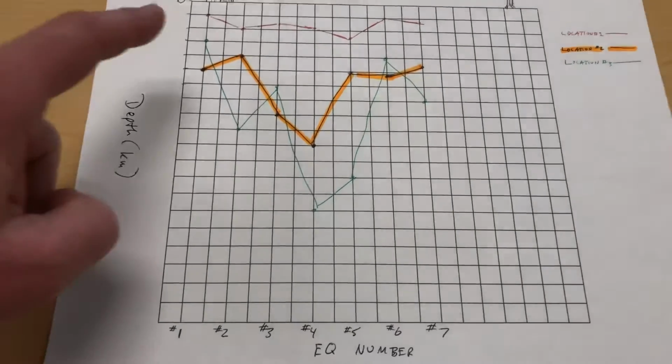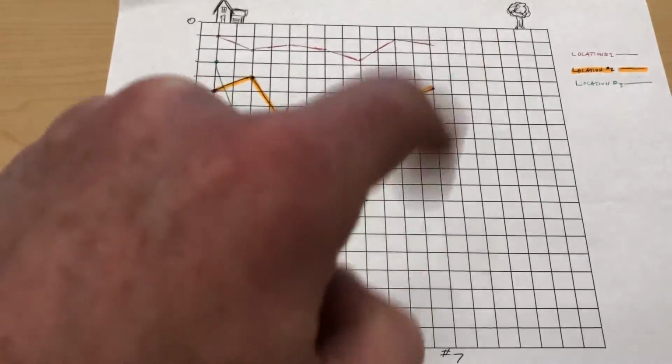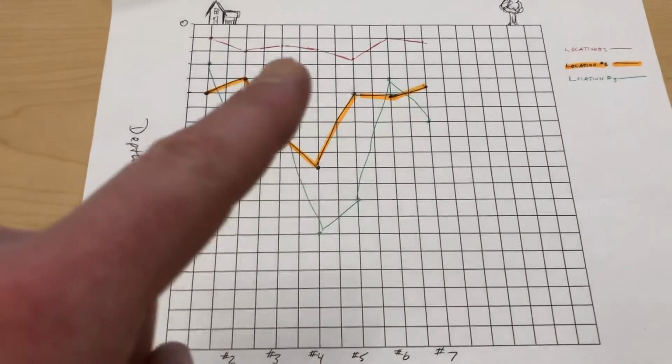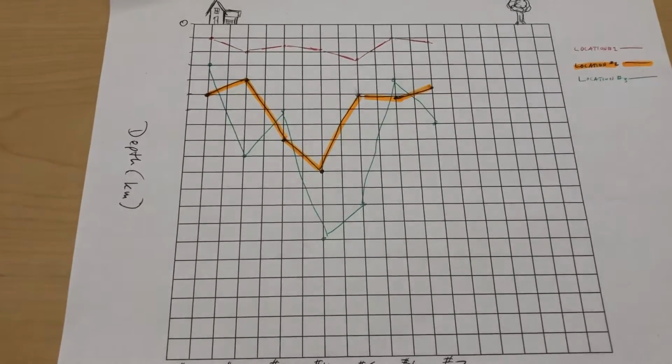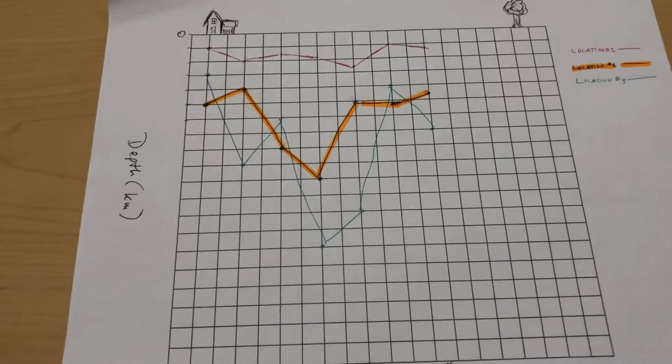So again, I want you to figure out the scale over here. I want you to draw a better house than mine, maybe even a better tree than mine. Make sure you have a key over here telling me which location is California, which one is New Zealand, etc. Don't just write location 1 like I did. Write the actual locations and the type of plate boundary.